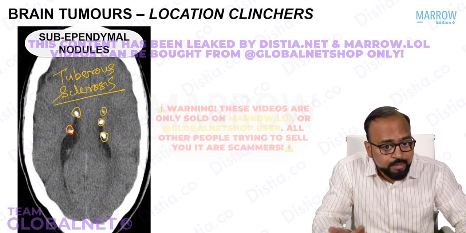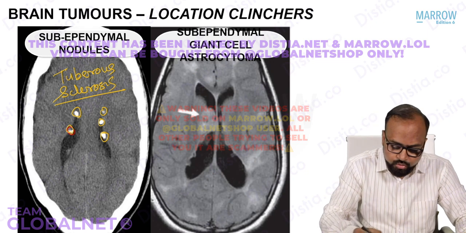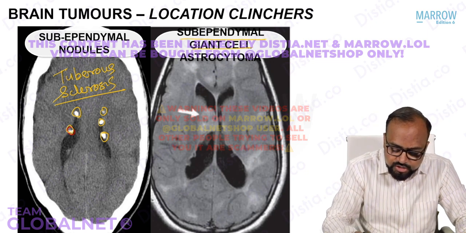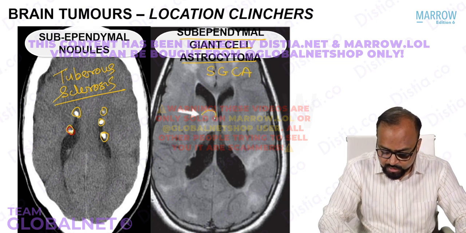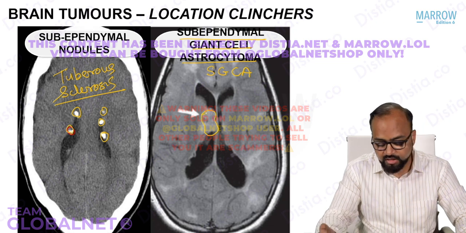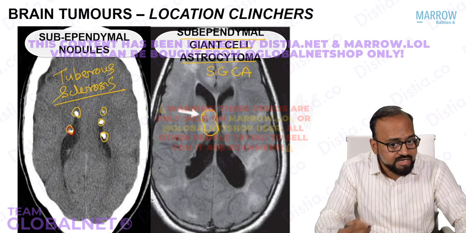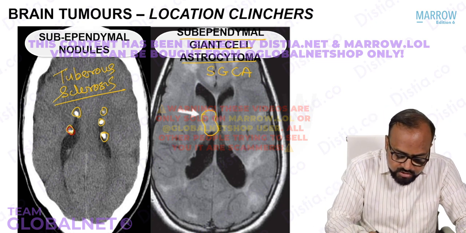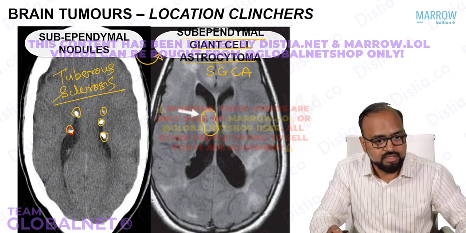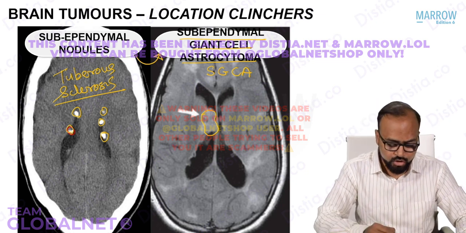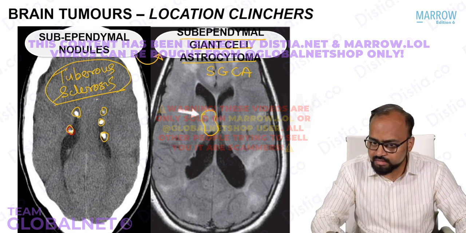They don't progress to an ependymoma, but they usually progress to a subependymal giant cell astrocytoma. A subependymal giant cell astrocytoma. See, here one of the subependymal nodules has become very large, and this is a tumor which is subependymal giant cell astrocytoma. So a subependymal nodule usually progresses to this tumor, subependymal giant cell astrocytoma. Both of these are therefore features of tuberous sclerosis.